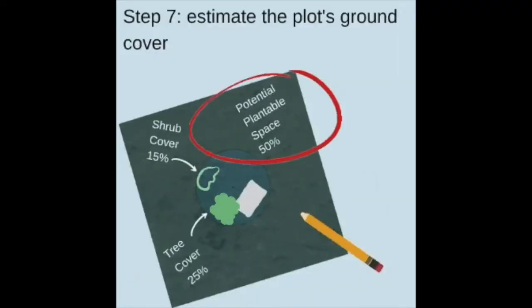Next is the potential plantable space. Estimate how much of the plot is not already covered by tree canopy, buildings, or hard surfaces such as patios or decking. This remaining space, in theory, would hold the potential to plant more trees. This helps us to calculate how much space across your town or city hasn't been used for planting trees.